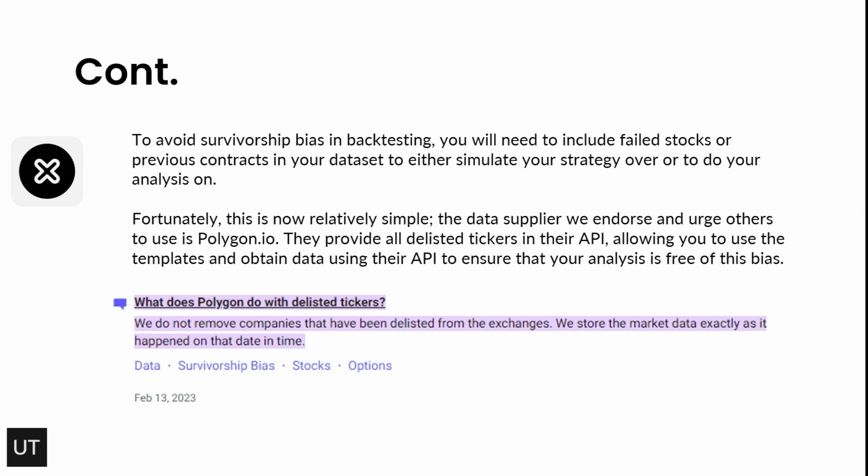Fortunately, this is now relatively simple. The data supplier we endorse and urge other users to use is Polygon.io. They provide all delisted stocks in their API, allowing you to use the templates and obtain data using their API to ensure that your analysis is free of this bias. You can see below an image that just confirms that they are keeping delisted tickers in their dataset that you can pull from using the API.